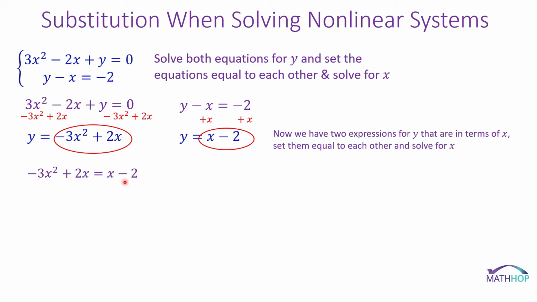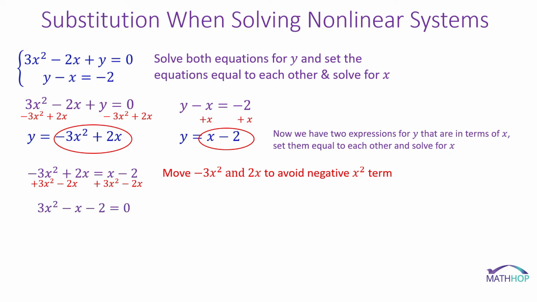What I'm going to do here might seem odd. A lot of people think, well, it's really easy to just move this x, subtract x from both sides, and add 2 to both sides. But I really don't want to have a negative x squared term when I'm going to solve this quadratic. So I'm actually going to move the negative 3x squared and the 2x to avoid having a negative x squared term. So I'm going to add 3x squared and subtract 2x from both sides. When I do that, I get 3x squared minus x minus 2 equals 0.